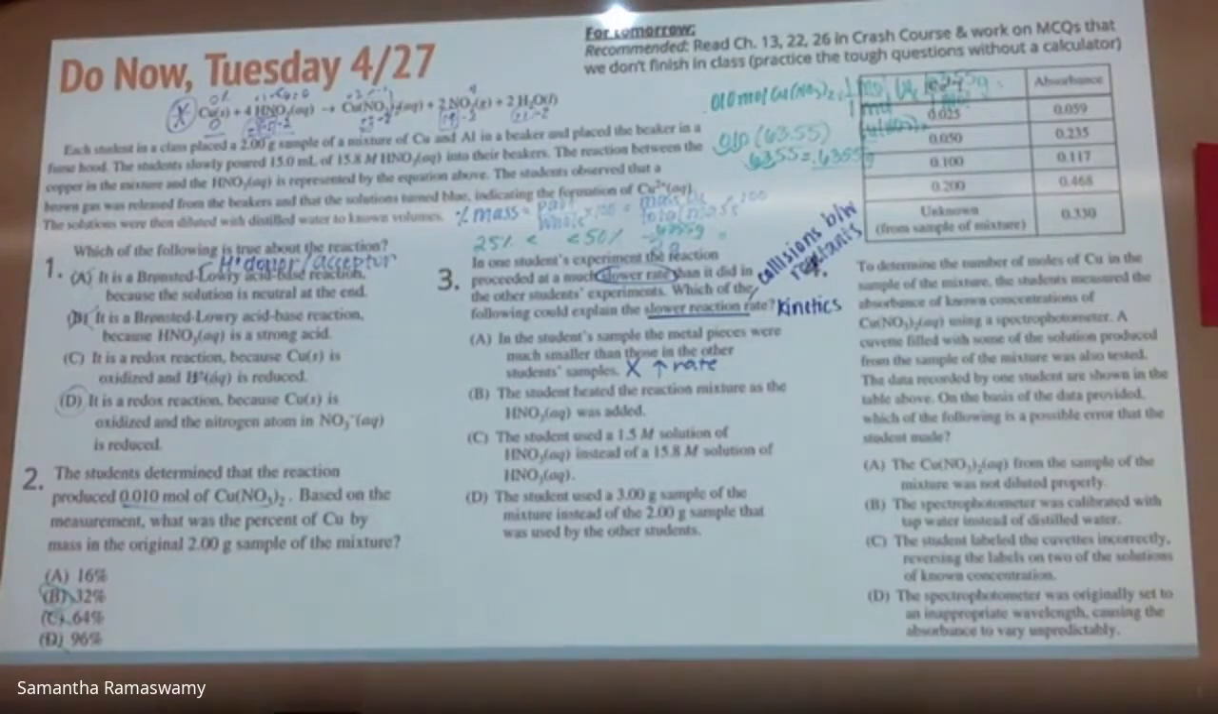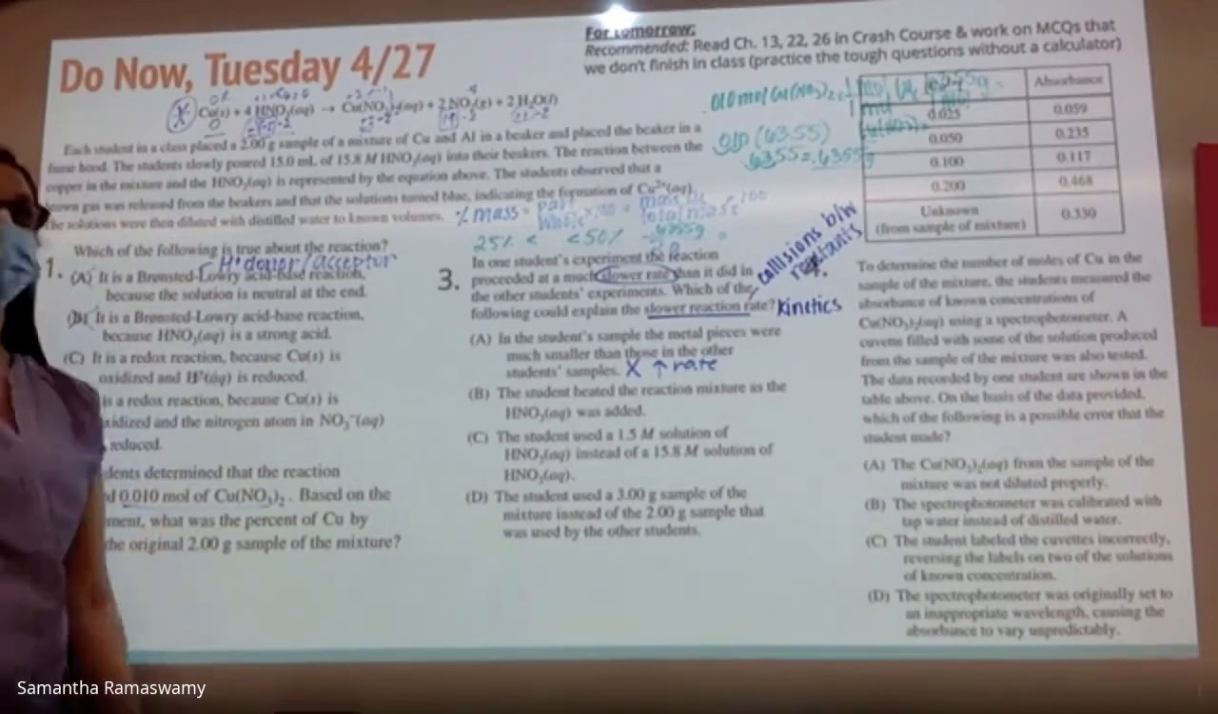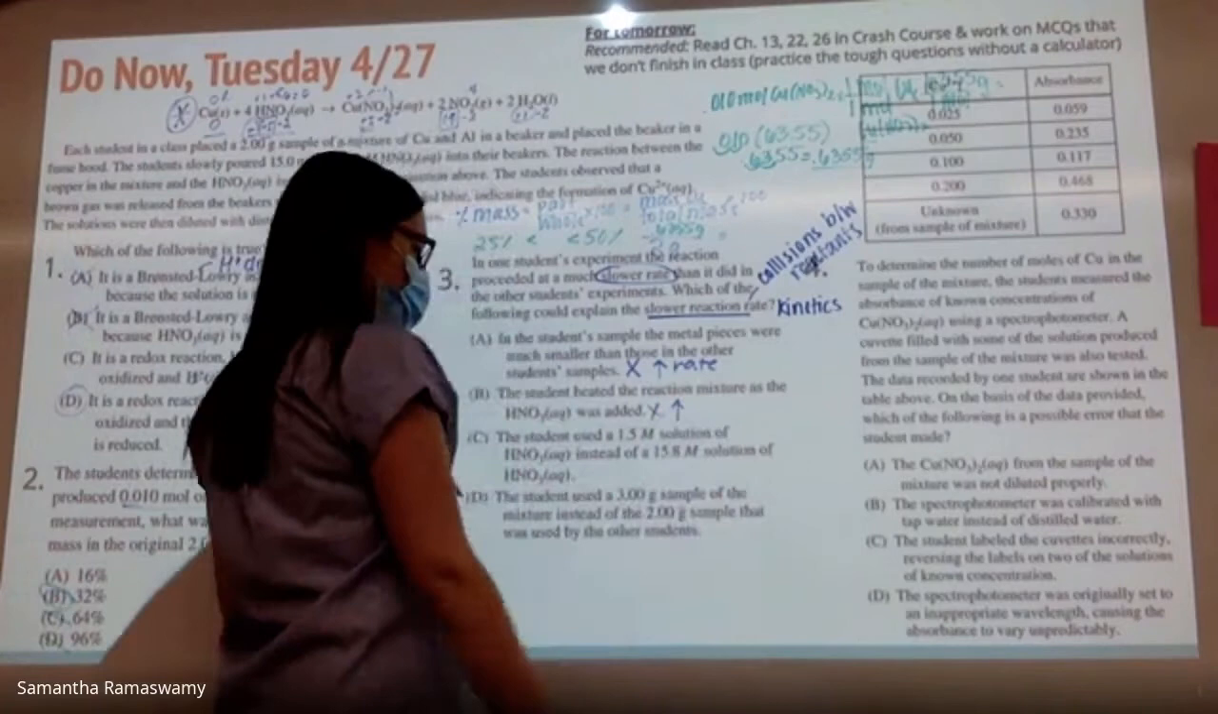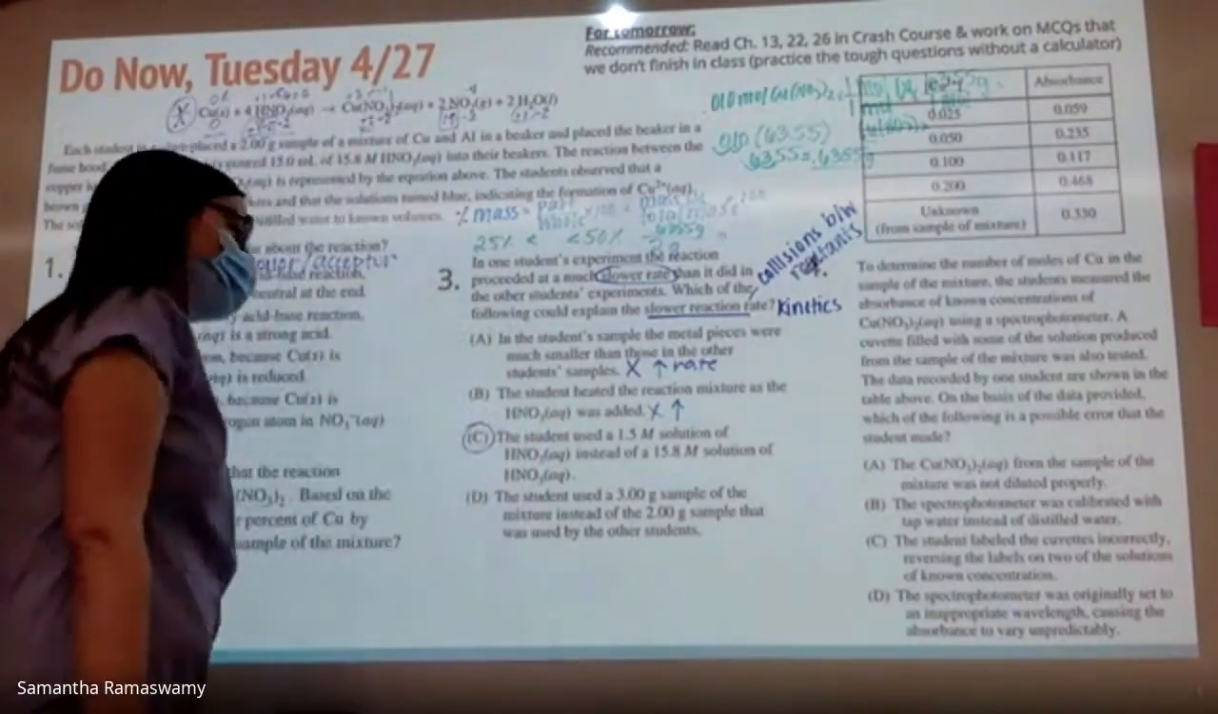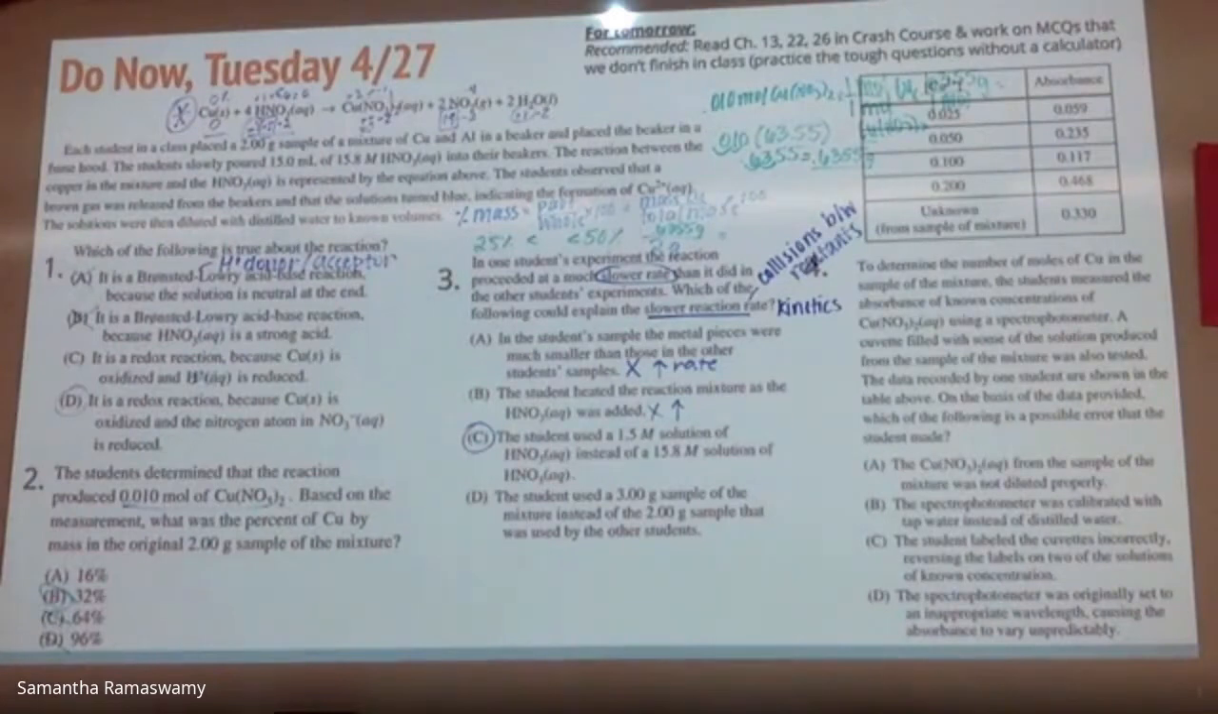For B, the student heated the reaction mixture. Well, if you heat something up, if you increase the temperature, what's that going to do to the rate? Speed it up. That's not going to be the right answer either. C says the student used a 1.5 molar solution of HNO3 instead of 15.8 molar solution of HNO3. So instead of using a high concentration of a reactant, they use a low concentration. Use a lower concentration of reactant, what's that going to do with the collisions between the reactants? It's going to decrease them. A lower concentration means less collisions between reactants.